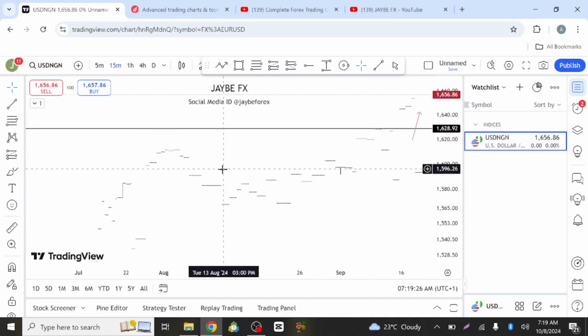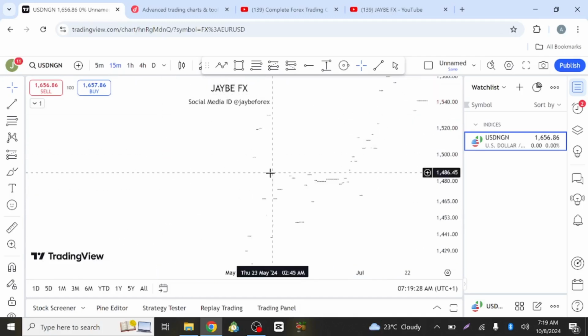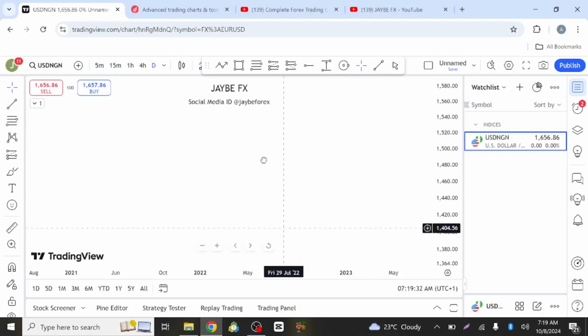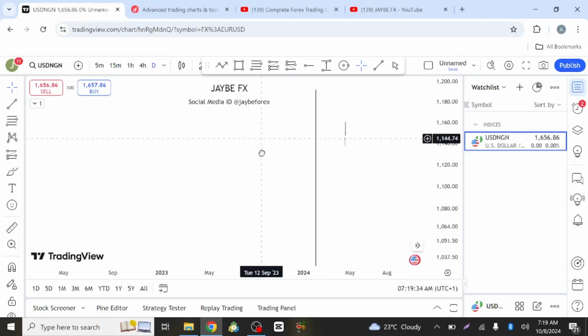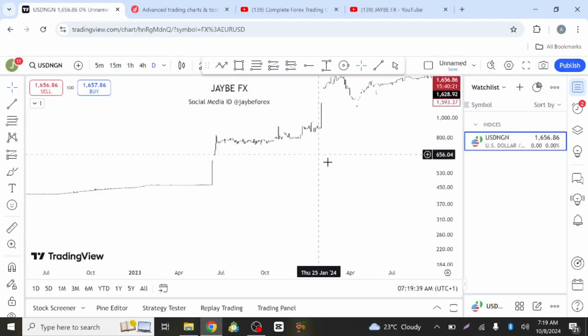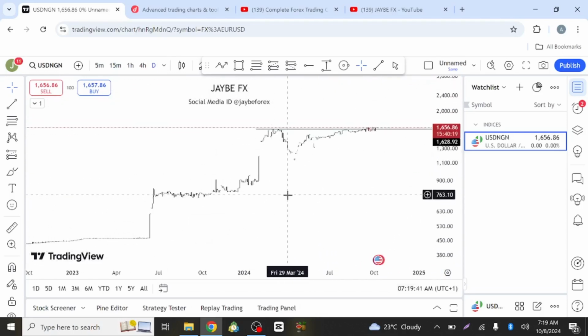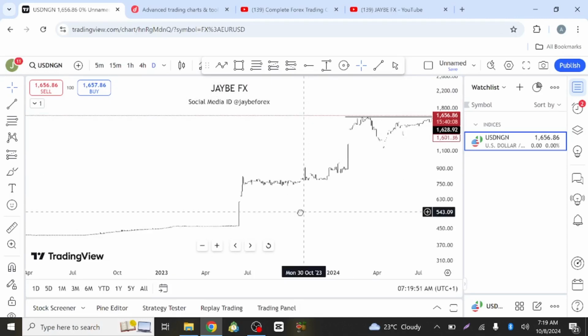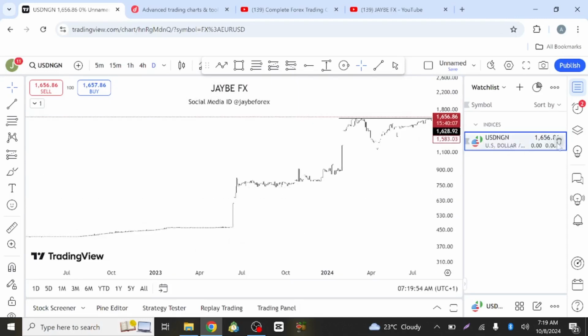What is this? You cannot even see the chart. But if I go to the daily time frame, you'll be seeing small movement. This one is not a chart. You don't analyze charts like this. Nigeria, sorry to say, I don't want to use bad statements, but the Naira is not a currency. This is the chart. Currencies like this, you don't trade them.